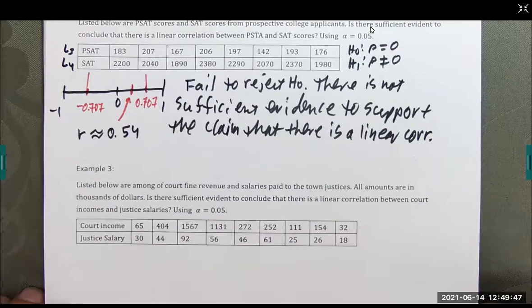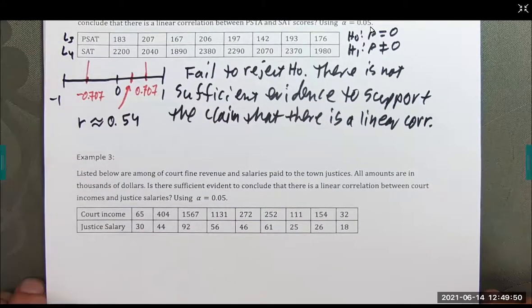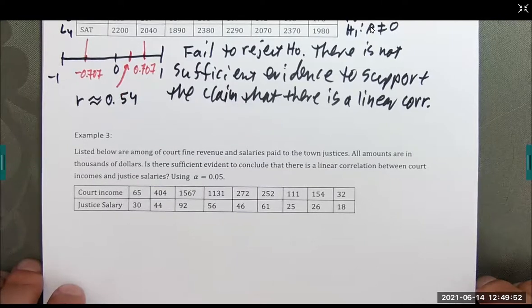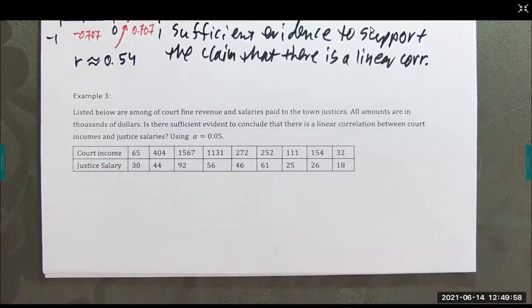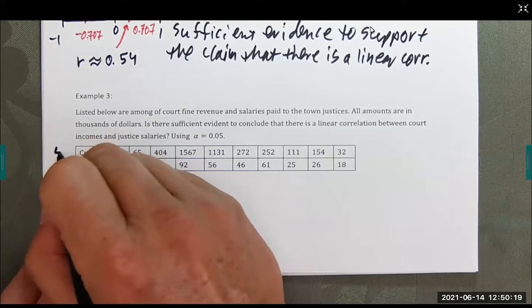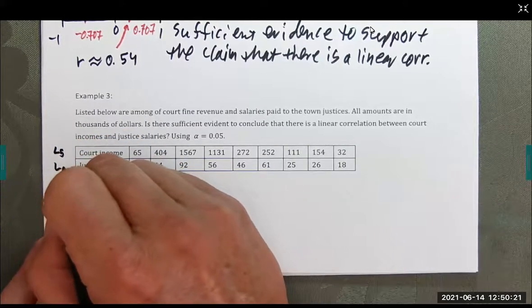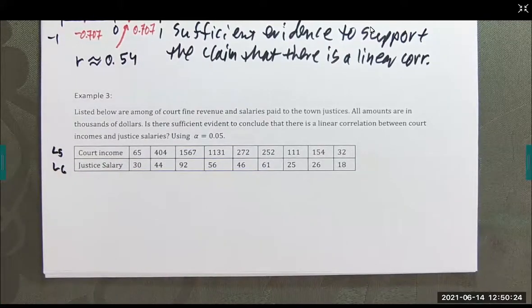And I read a study that said if you study how to do SAT, you'll do well. That doesn't mean that you can carry that skill to something else necessarily. All right, last example. Listed below are amounts of court fine revenues and salaries paid to the town justices. All amounts are in thousands of dollars. Is there sufficient evidence to conclude that there is a linear correlation between court incomes and justice salaries? Again, I've already put this into my calculator. This is L5 and L6. You may need to pause this to do that.